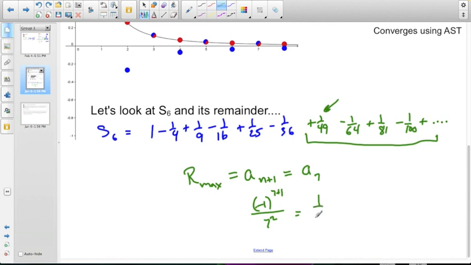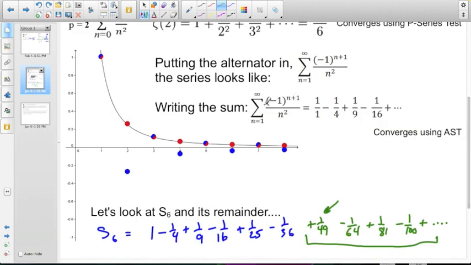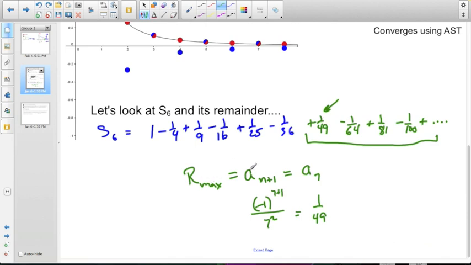And that's going to be 1 over 49. And when we talk about remainder, we talk in terms of absolute values. This ended up being positive anyway, but really when we talk about a maximum remainder, we talk about the absolute value of that next term. So we added up 6, we looked at the 7th partial sum. The 7th partial sum is 1 over 49. That's going to be the maximum remainder for that alternating series.